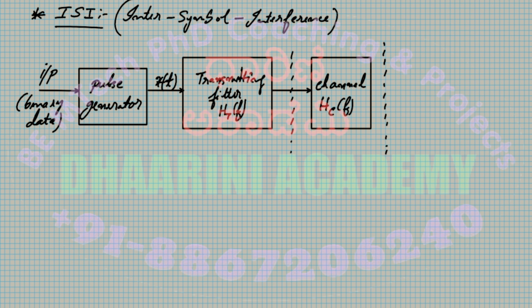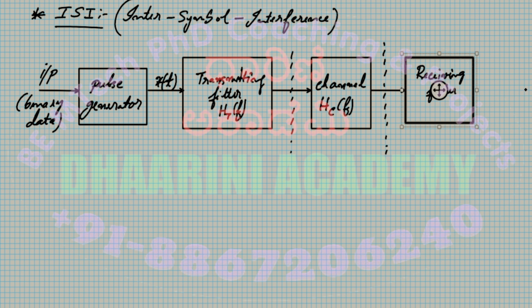Okay, so let me move on to the receiver side now. Whatever is the output of the channel will be received by a specific filter on the receiver. It is called the receiving filter. Okay, so the receiving filter is used to receive whatever has been received.